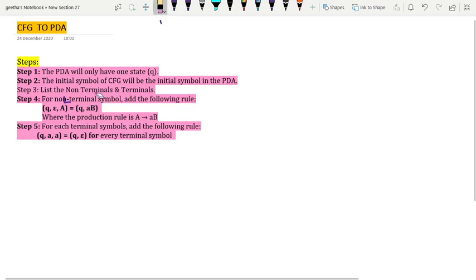Next, for each terminal symbol add the following rule. That's why I told you initially to list all the non-terminals and terminals. For each terminal symbol you have to add a rule like this: Q comma A equals Q comma epsilon, for every terminal symbol. Now let's consider one example.